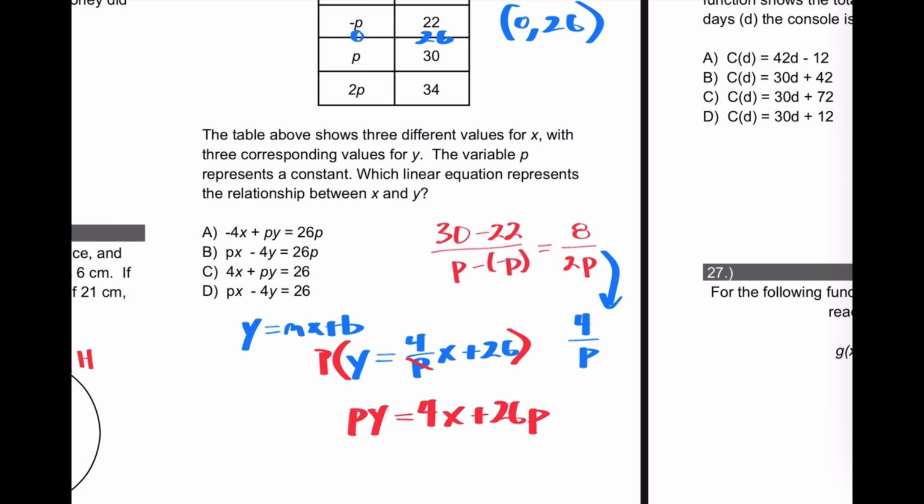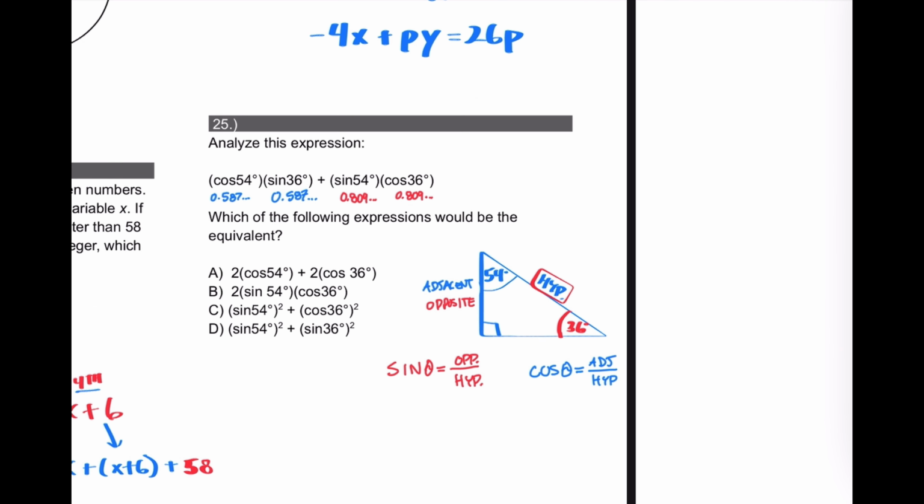And notice that their answers are all in standard form with x on the left side. So if I move the x over here, I get negative 4x, plus py equals 26p. We notice that my answer is A. Those types of problems, again, when they're using constants instead of numbers, the answer choices there look very confusing. But you notice once you follow your steps of finding slope using y equals mx plus b, it's actually not too bad.